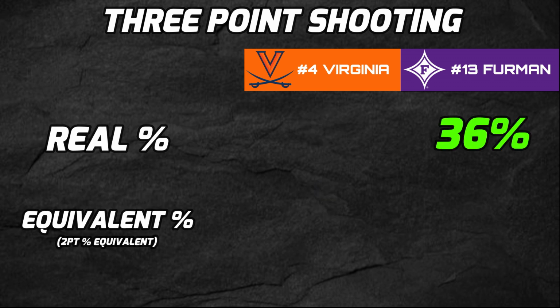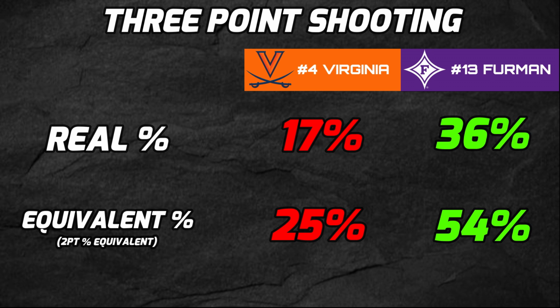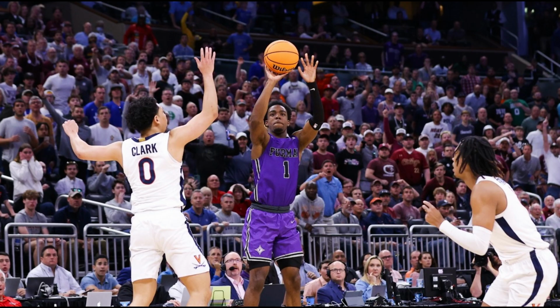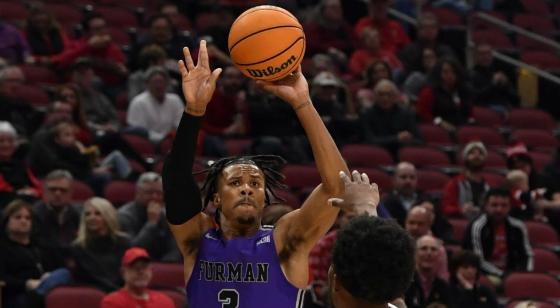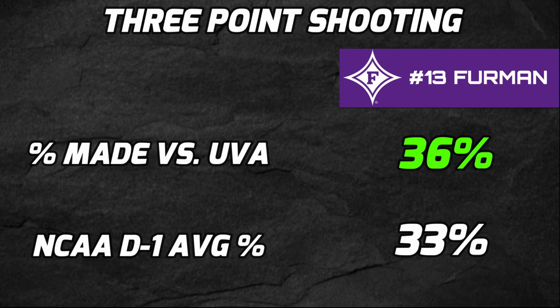Furman shot 36% from 3, which is the equivalent of shooting 54% from 2. If we look at Virginia's equivalent percentages, we can easily tell why Furman won this game. Furman's high number of 3-point attempts brought their raw field goal percentage down, but shooting 36% from 3 is a solid percentage that was good enough to win the game.